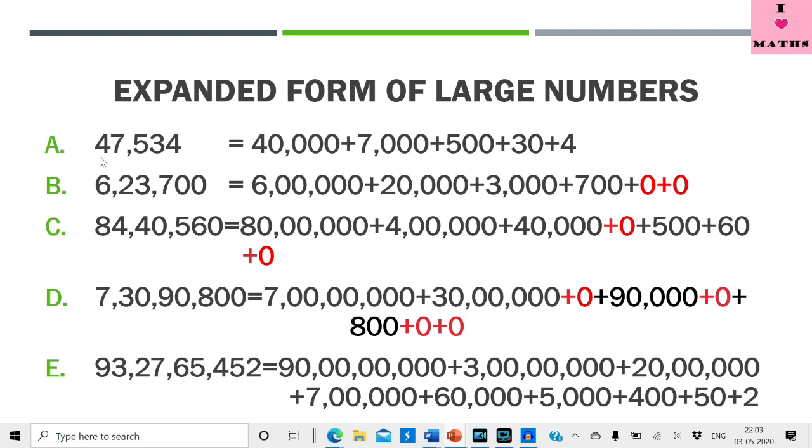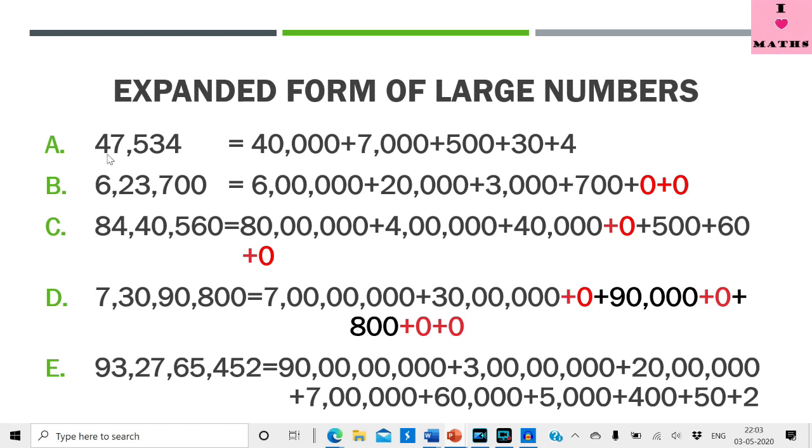Let us read the number first. 47,534. Now children, you know it's very simple. This is 40,000 plus 7,000 plus 500 plus 30 plus 4. No great guns. So, the trick I want to teach you is like this.